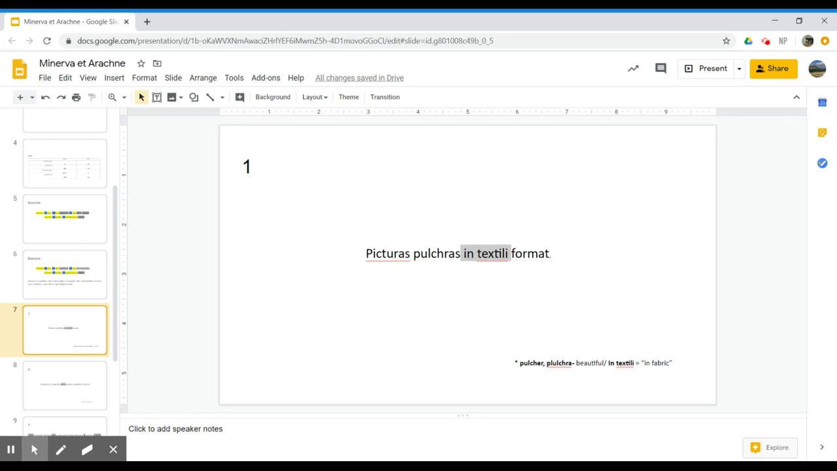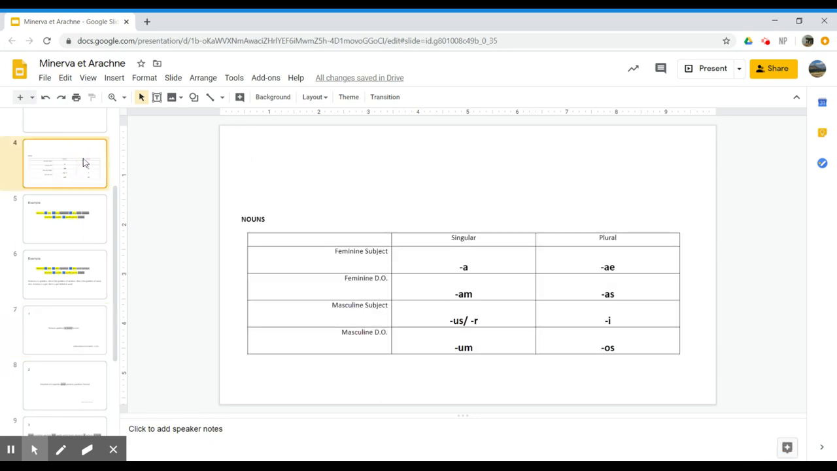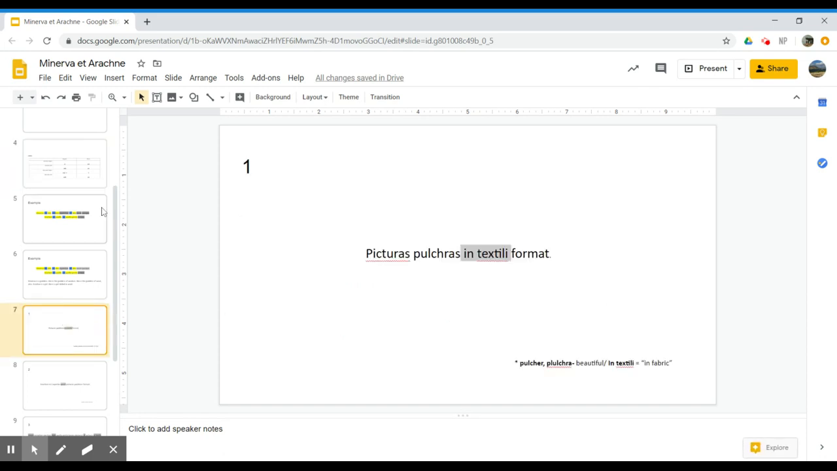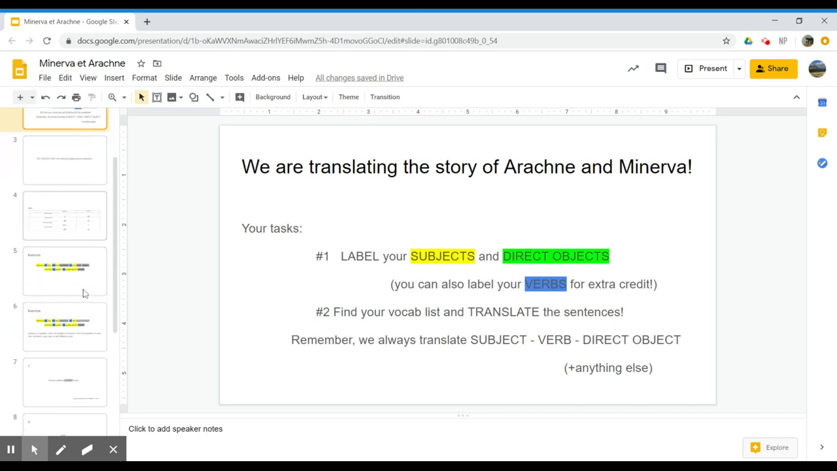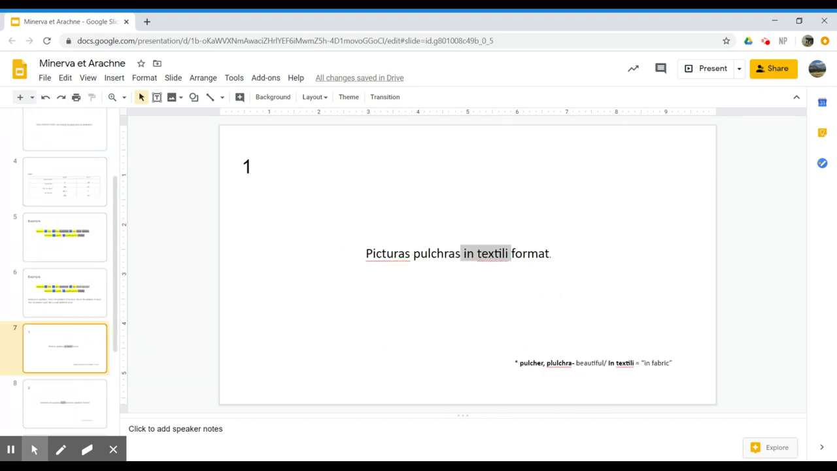It says picturas pulchras in textile format. So if you want to take a second there, think about it. Go back to your chart. Interesting, interesting. You're going to see that picturas and pulchras both end with the same letters, A-S. Hopefully you found that on your chart. And if you take a look here to the left, you're going to see that that means it is a direct object. Interesting. We haven't had one of those yet. And direct objects are going to be green. So I would highlight those words in green.